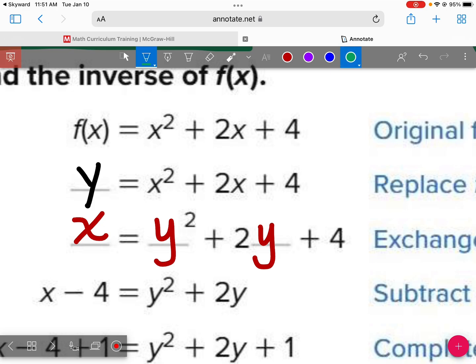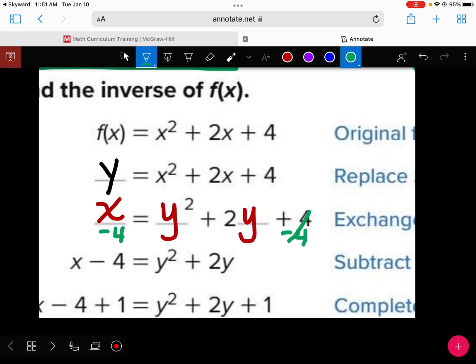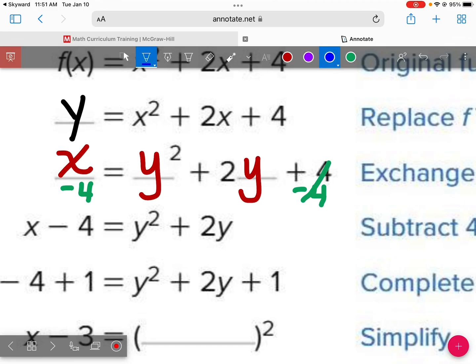After I switch the x and the y, what's my goal now? Solve for y, get y by itself. So I'm looking on the side of the equation where y is. I want to get rid of that 4. How do I make the 4 cancel out? Subtract it from both sides. So I'm going to minus 4 from both sides. So now I've got this guy by itself.